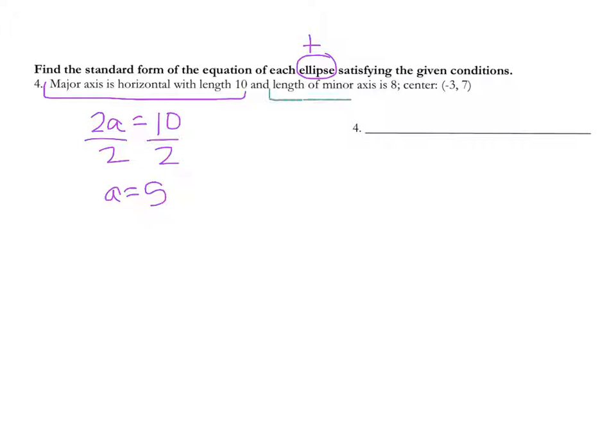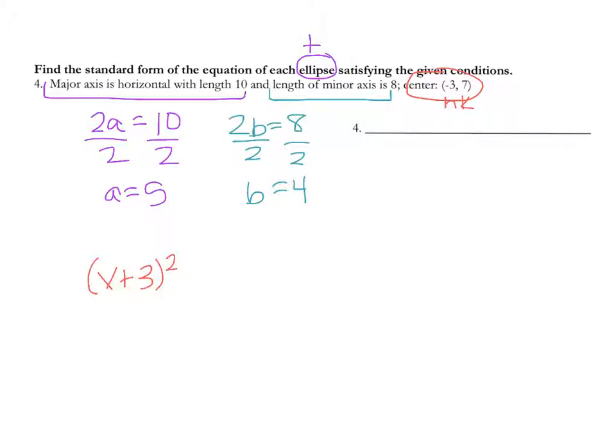And then they told you the minor axis is 8, so that's going to be 2b. That's the smaller one. 2b equals 8. Divide by 2, b equals 4. Then we have the next piece of information, which is telling us the center is at -3, 7. So we can plug that in. That's h and k. So it's going to be (x plus 3) squared over blank plus (y minus 7) squared over blank equals 1. We just have to decide which number is going to go where.